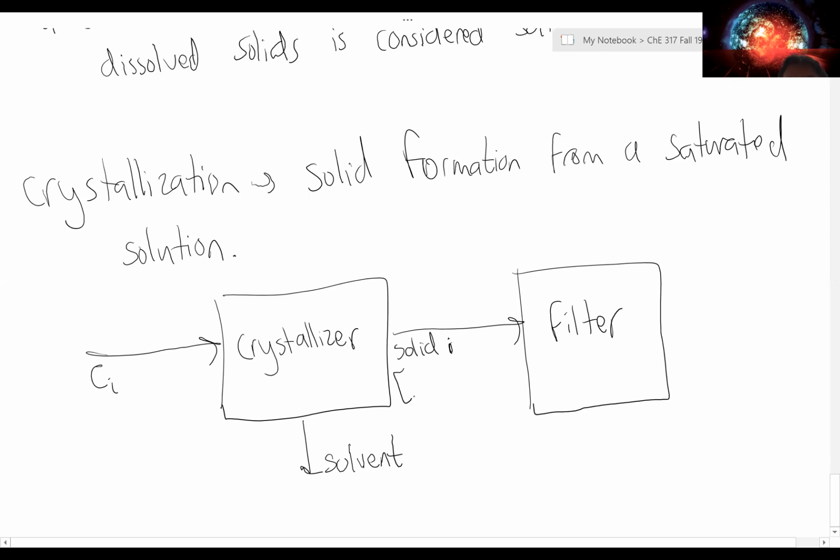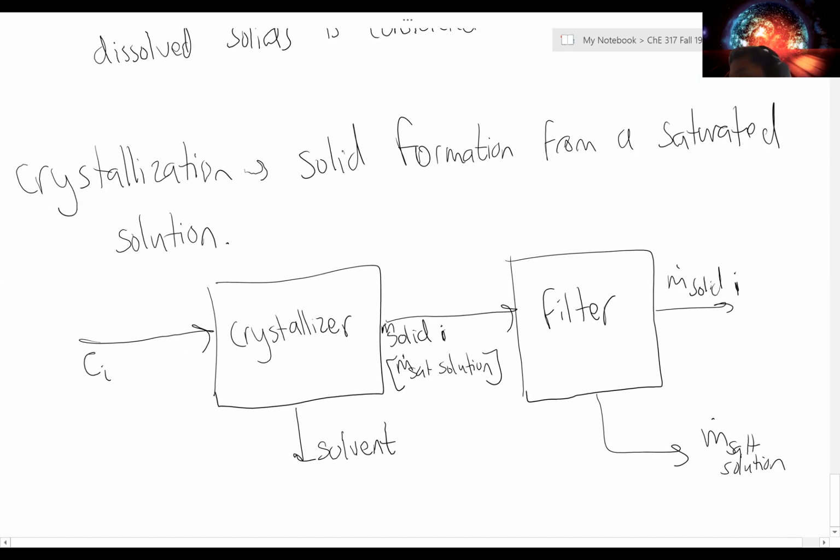And so you would have some mass flow rate of solid I, and then you would have a mass flow rate of a saturated solution. And then a filter would separate the salt solution from the actual solid crystals.